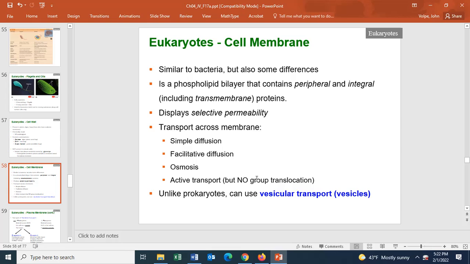However, eukaryotes can move molecules across the cell membrane by using vesicular transport, where they can form a vesicle and bring in a whole bunch of molecules from outside the cell and inside, or they can have a vesicle fuse with the cell membrane and then dump the particles of the vesicle outside the cell. So you can have vesicular transport in eukaryotic cells. Any question about any of that?